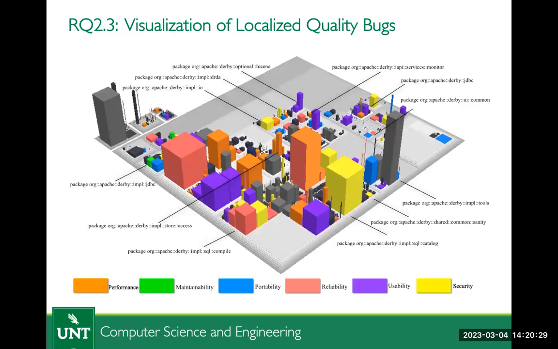And then finally, we provide the city view. Basically here we use our tool in addition to a third-party tool called Code City, and provided this city view for visualizing all the potential quality concerns affecting different packages. And we provided this 3D view because it gives a holistic view of which packages are potentially affected by quality concerns.